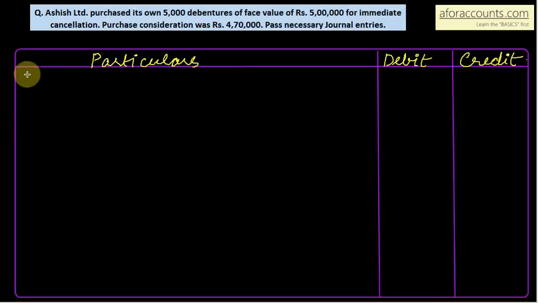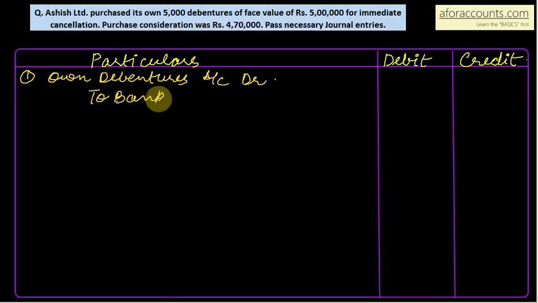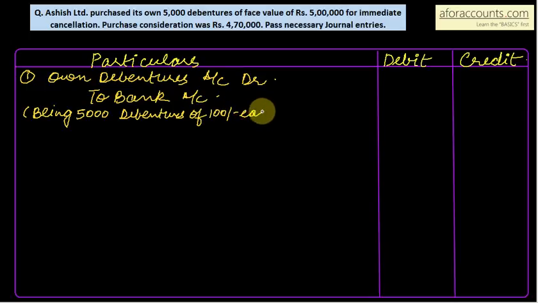फर्स्ट एंट्री विल बी फॉर परचेज. सो फर्स्ट एंट्री क्या खरीदा है, खुद के ही डिबेंचर्स. So own debentures account debit to bank account, and your narration will be being 5,000 debentures of 100 each purchased from open market.